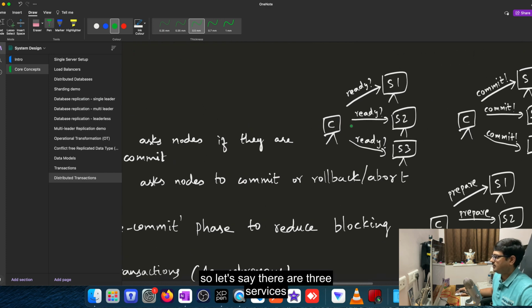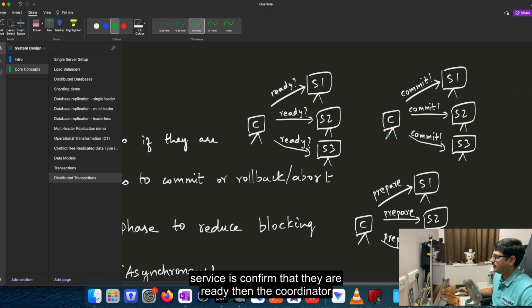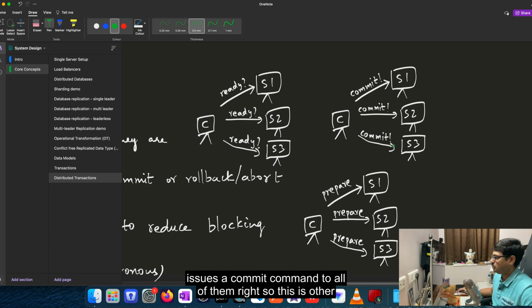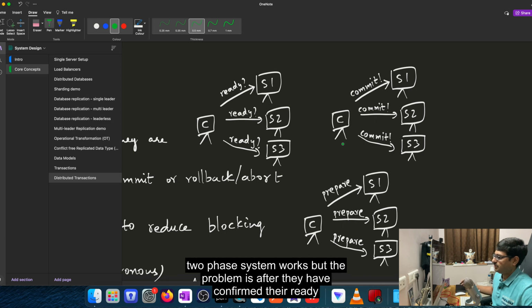So let's say there are three services and there is one coordinator in between. The coordinator is asking the services, are you ready? Are you ready? Are you ready? The services confirm that they are ready. Then the coordinator issues a commit command to all of them, right? So this is how the two-phase system works.